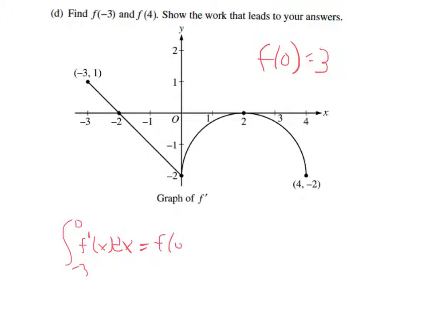So I know that the integral from -3 to 0 of f prime of x dx would be equal to f of 0 minus f of -3. And we do know f of 0. We know f of 0 is 3. We also know this integral.